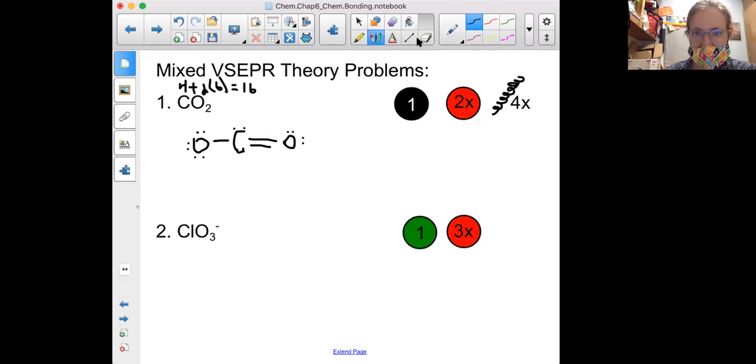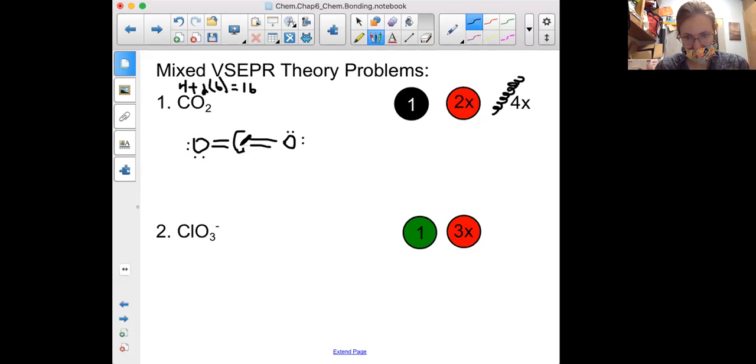Shoots, we still overshot. So I'm going to take a lone pair off the carbon again and add oxygen, because oxygen can't form a triple bond, and form another multiple bond here. 2, 4, 6, 8, 10, 12, 14, 16. Hey, there it is. Okay, so now I need to construct this, right?